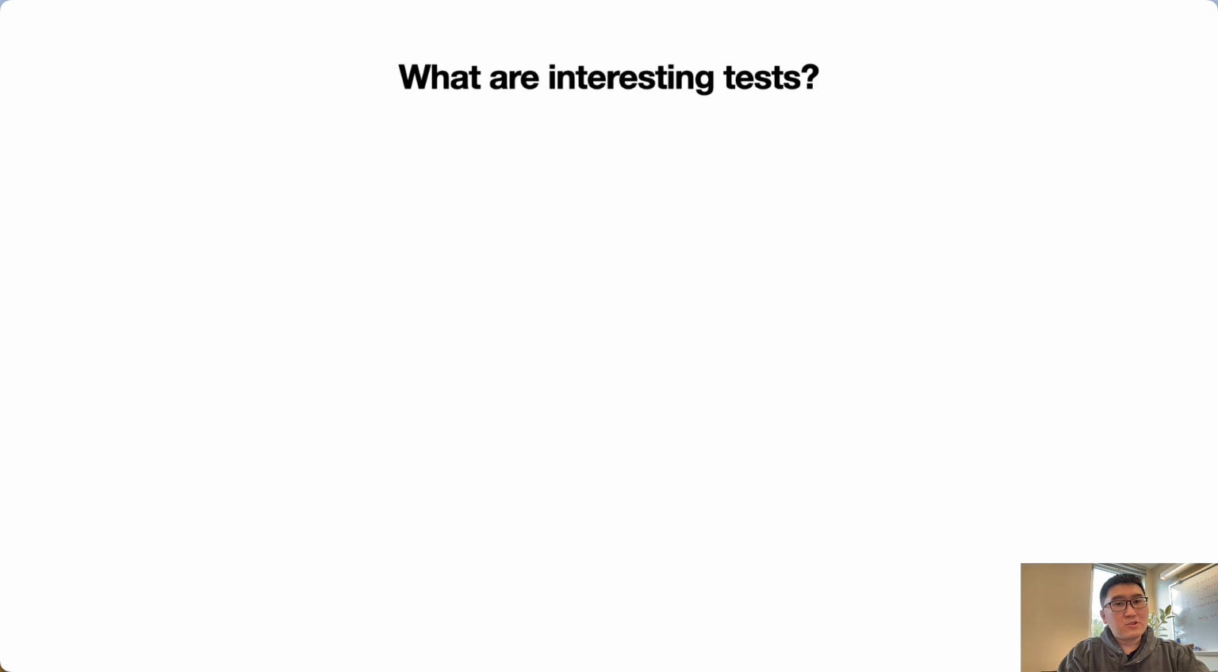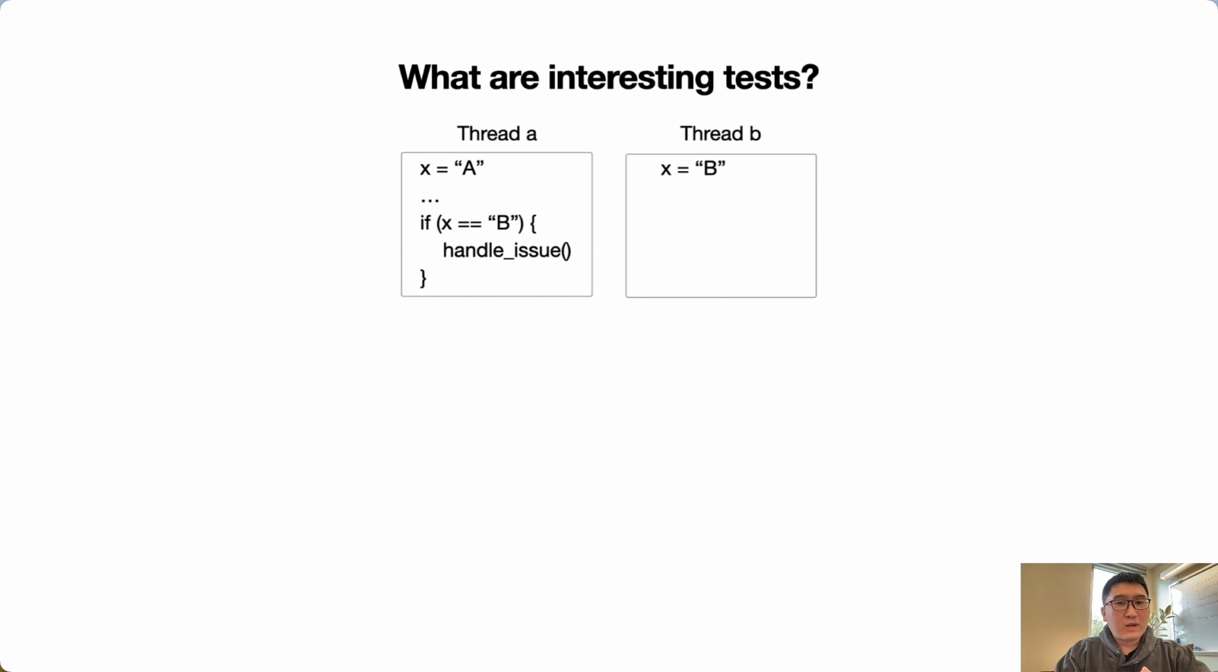To implement this new pipeline, we first have to figure out what are interesting tests. How do we define interesting? Well, we can use coverage metrics such as code coverage. Let's say we have 2 threads that execute this code. The thread on the left side will first update a shared variable x. It will run some other code after that, but in the end, it will check the value of variable x and then decide whether it will call a function or not.